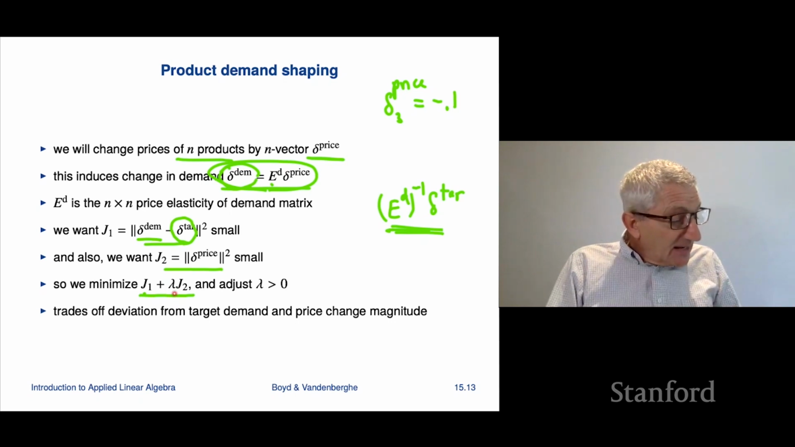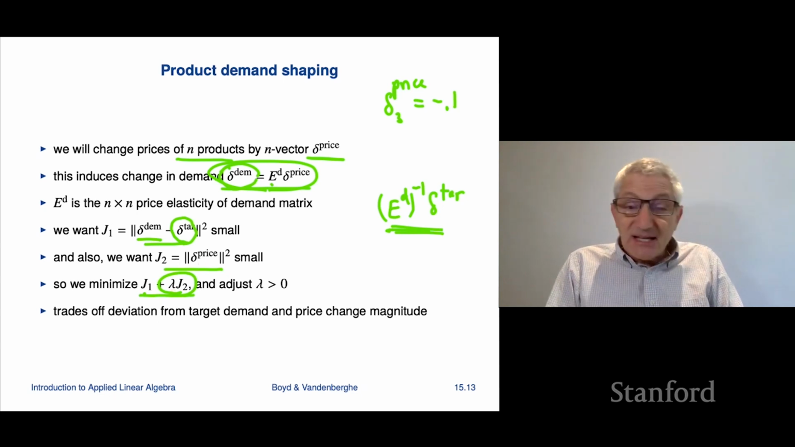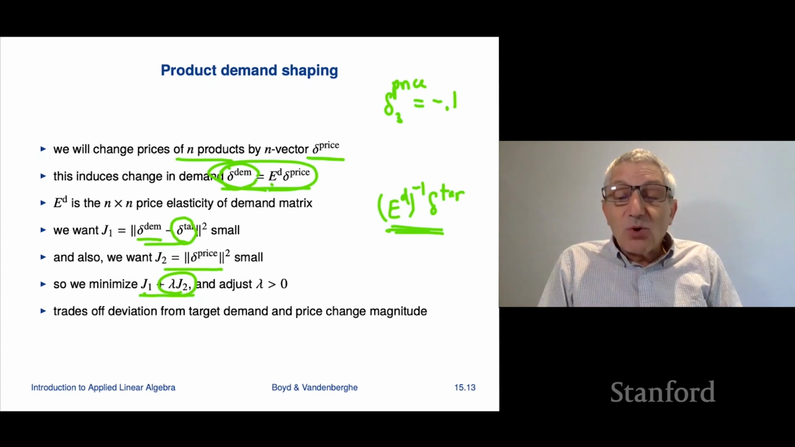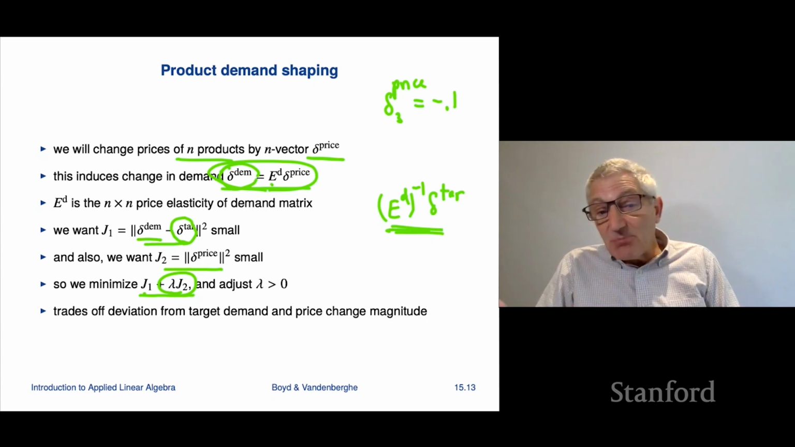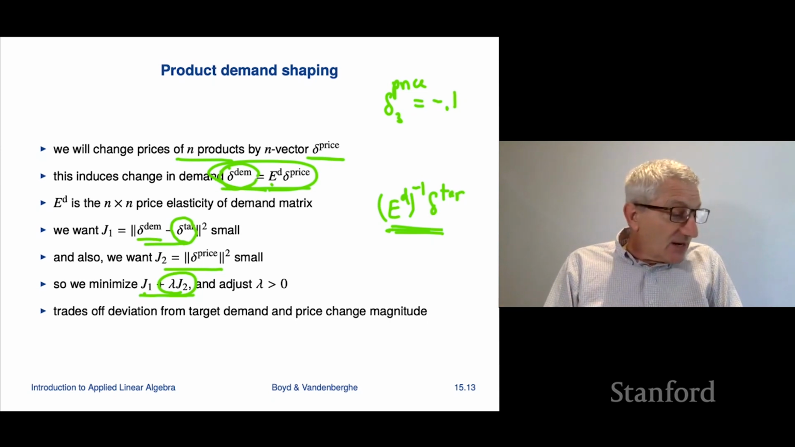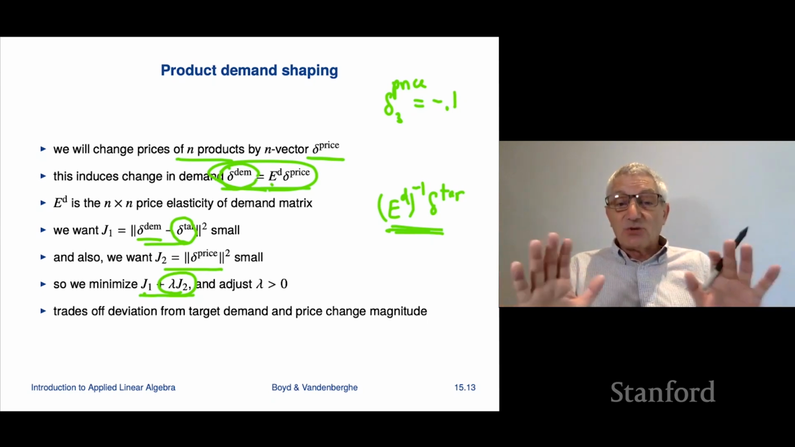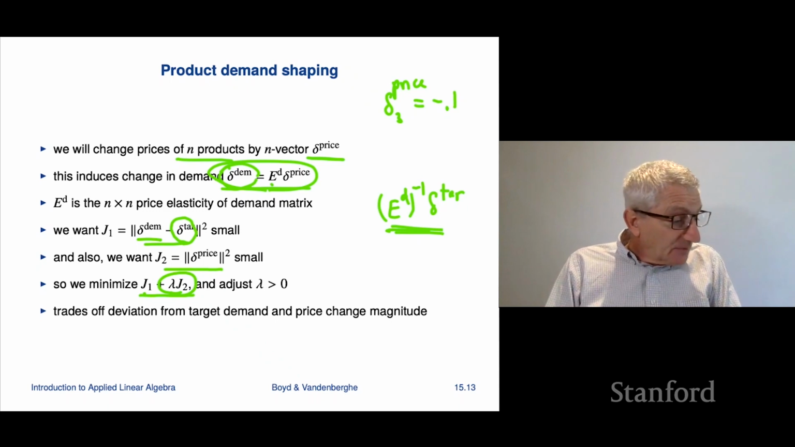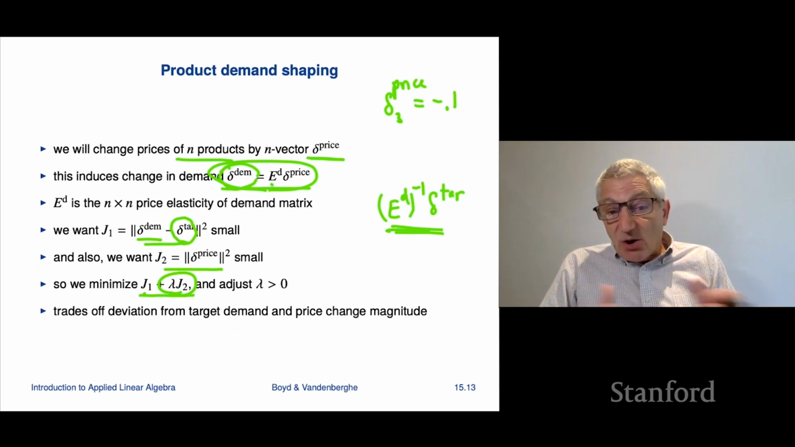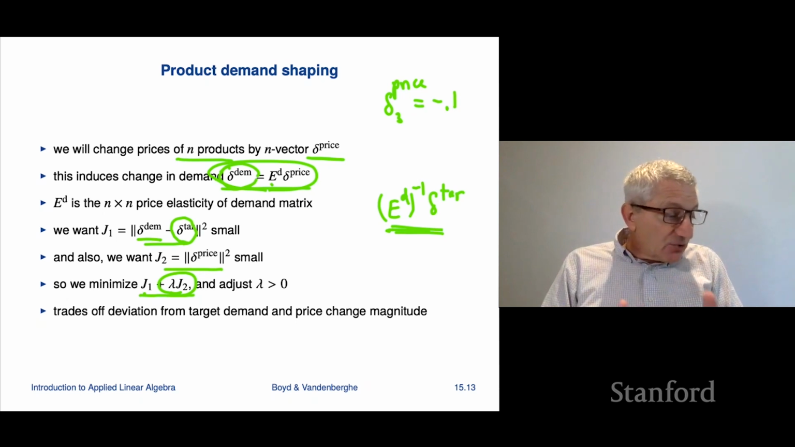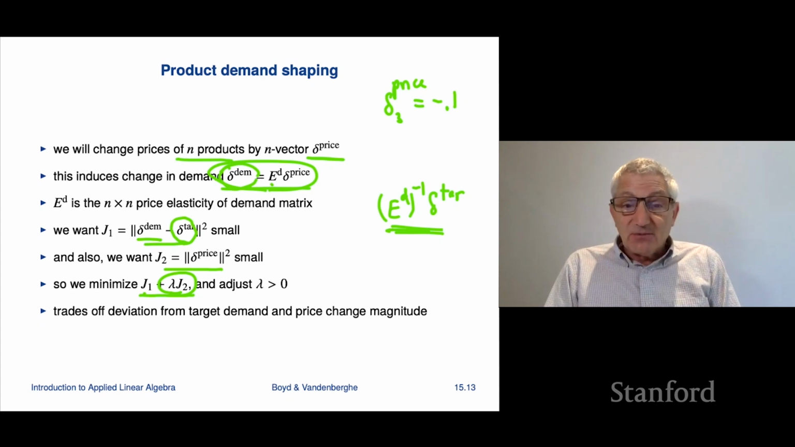Okay. Now, on the other hand, as lambda gets super big, we're just minimizing J2. J2 says minimize the change in prices. And so as lambda gets bigger and bigger, this will suggest price changes that are more and more timid. They are smaller and smaller. In the limit of lambda going to infinity, we get delta price equals 0, and that says don't touch the prices. So this is kind of the idea. The whole setting is that you're going to trade off the deviation from the target demand, that's J1, with the price change magnitude, that is J2.